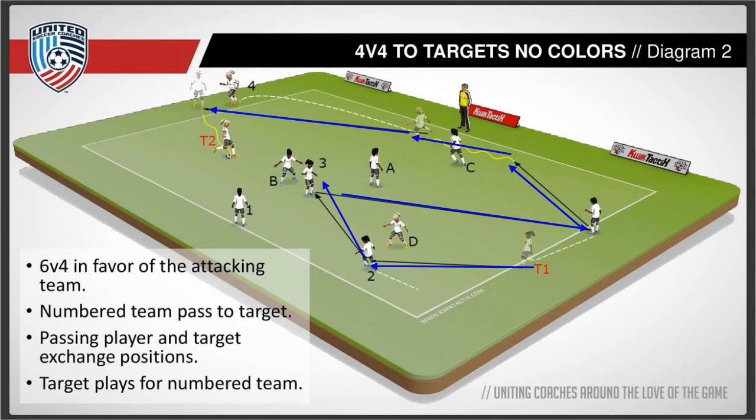Now what happens is that the team that has scored the goal goes back the other way, but the target player joins their team, and the teammate who scored goes out. So now the players have to work out who their new teammate is, which way they're going. And so they're being asked to communicate, improvise, really be alert in the attacking environment.